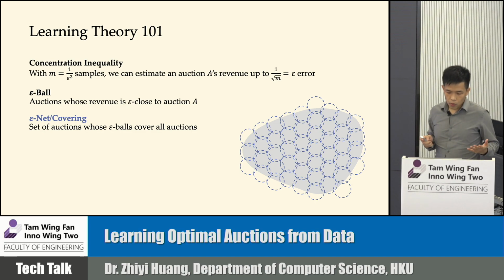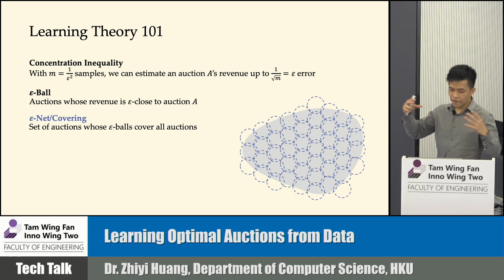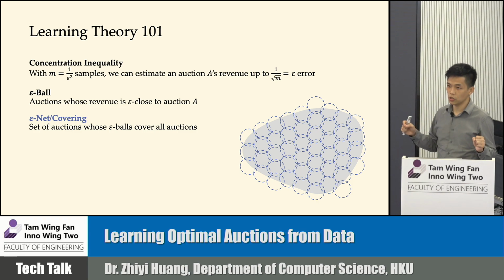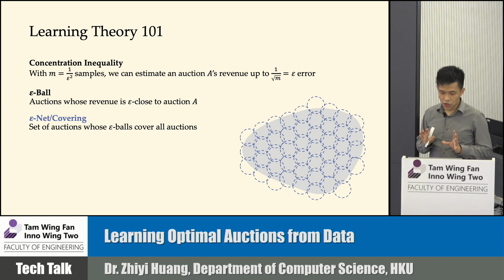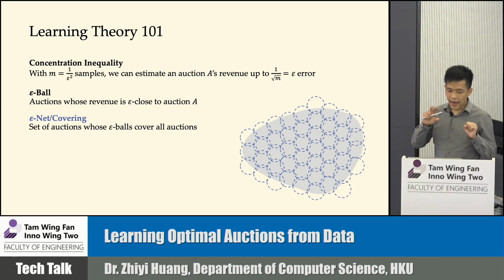With the epsilon ball, we know that if I estimate one auction, it actually covers everything inside the epsilon ball. If I have a bunch of epsilon balls that cover the whole auction space, then I'm done, because all I need to do is find one representative within each epsilon ball, estimate the revenue of that representative accurately, and do that for every single representative. So a lot of learning theory is concerned with finding an epsilon net or epsilon covering of the entire auction space.